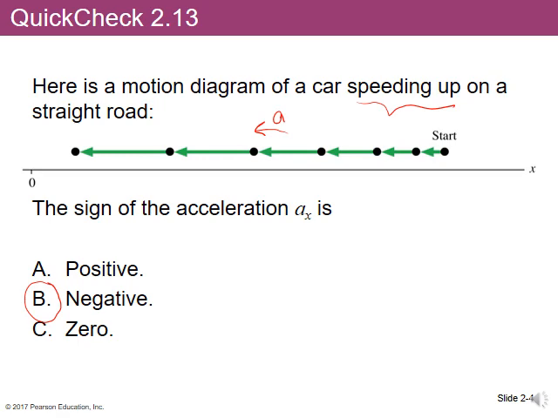Now, how can it be speeding up and have a negative acceleration? We'll notice that at every point the velocity is also negative. And just as we talked about in class, if you have a negative velocity and a negative acceleration, that means that you are by definition speeding up, because velocity and acceleration are in the same direction.